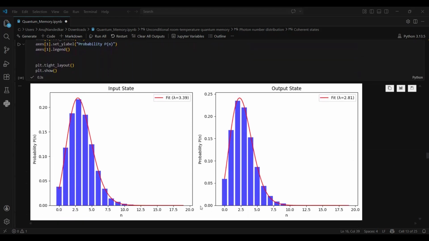So as you can see, for our data collected, this is how the input and output photon number distributions look like. Now, clearly, they are both Poissonian in nature, which means they represent coherent states, nearly coherent states. And the lambdas are also nearly the same. The slight difference occurs because of the efficiency factor which we introduced in our earlier code.